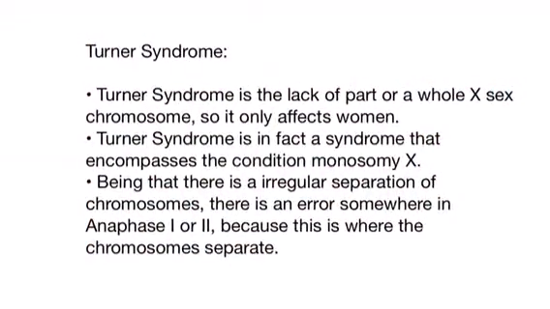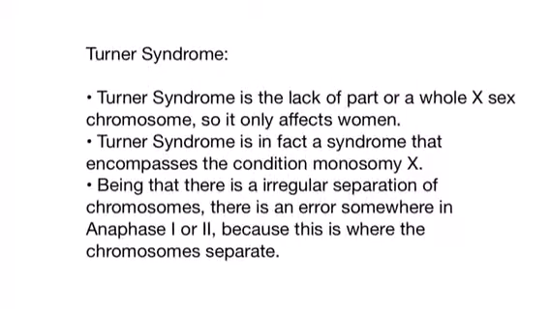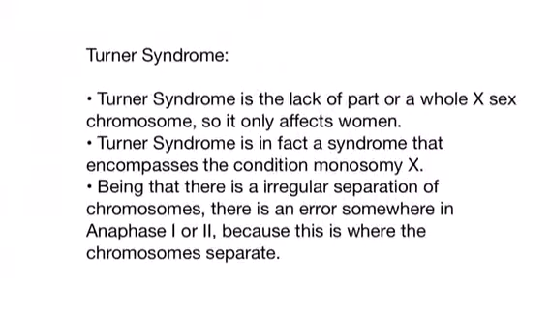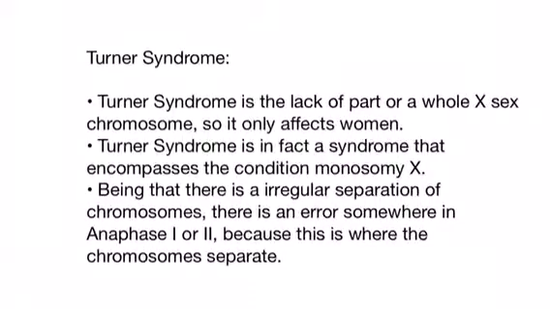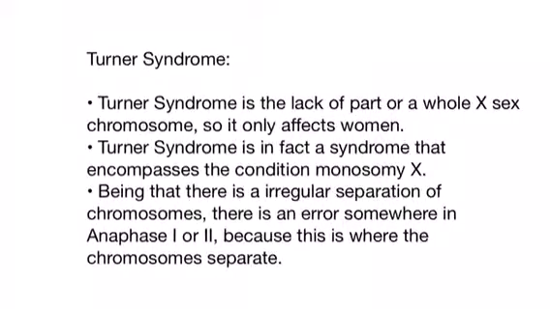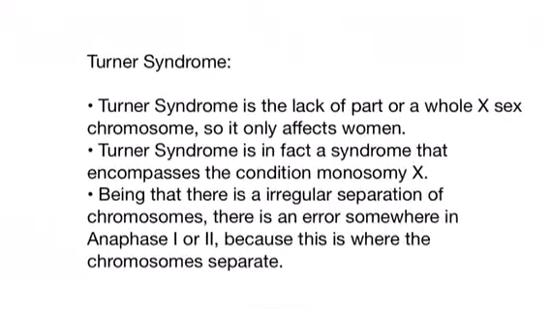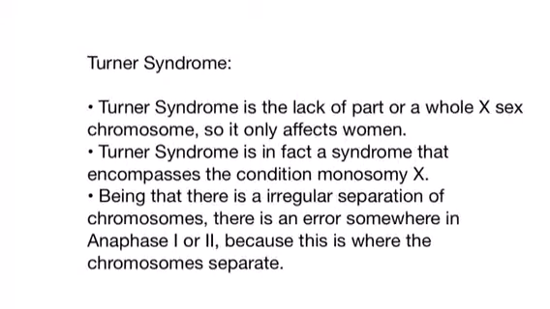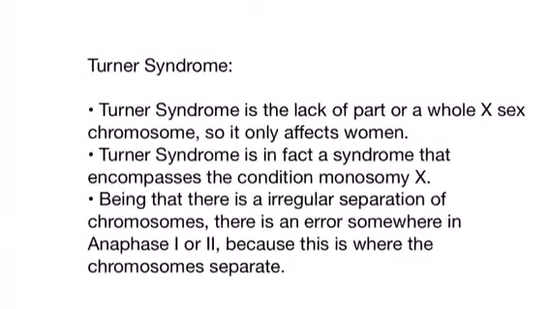The last syndrome that I'm going to mention is Turner syndrome. Turner syndrome is the lack of a part or a whole X sex chromosome, so it only affects women. Turner syndrome is in fact a syndrome that encompasses the condition monosomy X. Being that there is an irregular separation of chromosomes, there is an error somewhere in anaphase 1 or 2 because this is where the chromosomes separate. This also goes along with the other disorders that I mentioned, where the separation occurs at anaphase 1 or 2.